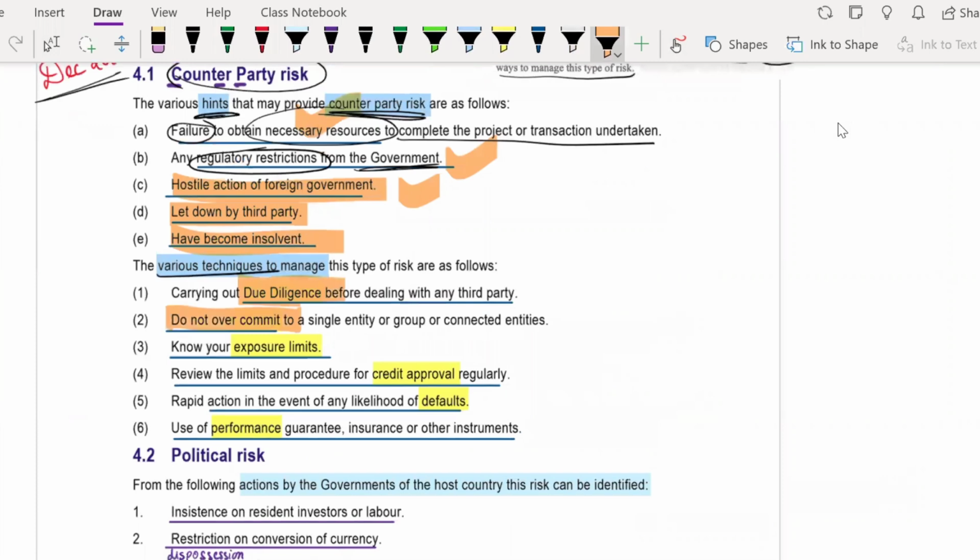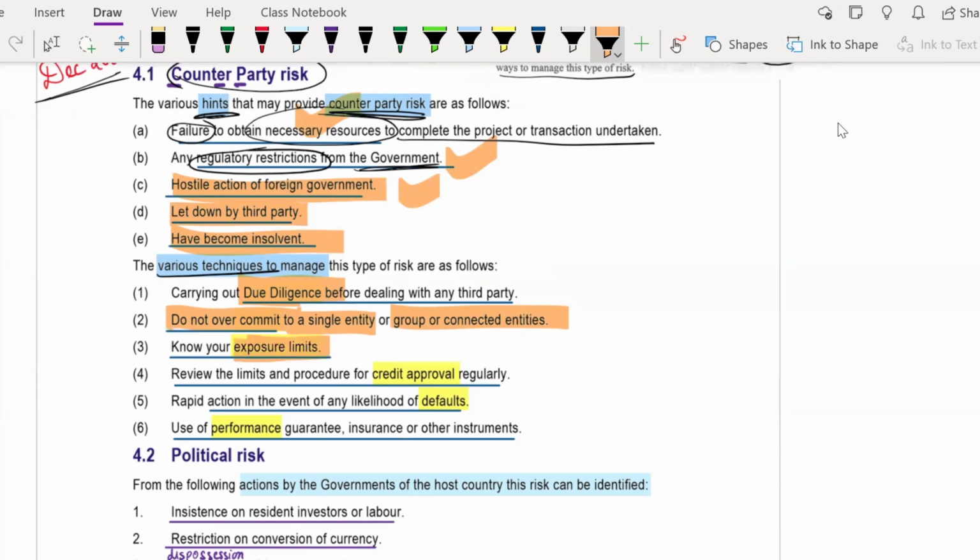Next is you do not overcommit to a single entity or a group of connected entities. So with one single party itself, don't make the entire contract or don't commit completely, or to a related group itself. Try to invest in different people or different companies and try to have different transactions with different types of entities.